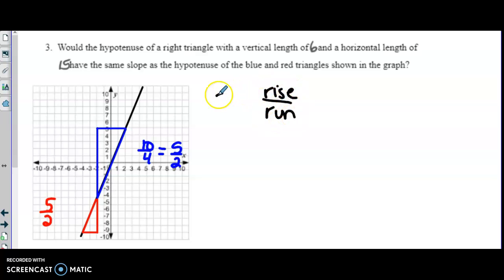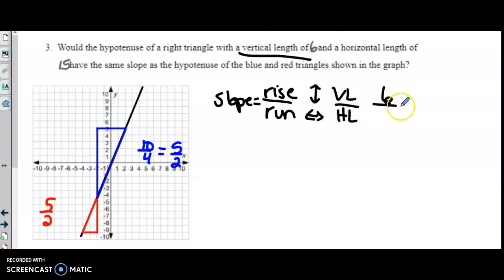So the vertical length, or the rise, I'm just going to write this again. Slope is rise over run. And rise is the vertical length. And run is the horizontal length. So it says the vertical length of 6. So I'm going to plug that in on top for vertical. And the horizontal length of 15, I'm going to plug that in on the bottom. And I'm going to see if it reduces to 5 over 2. So if I wanted to reduce this, I would divide the top and bottom by 3. And I would get 2 over 5. 2 over 5 is not the same as 5 over 2.